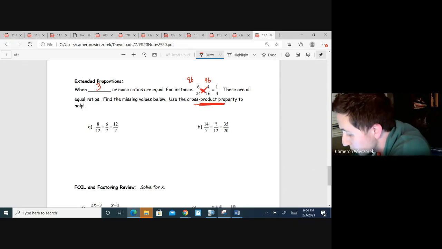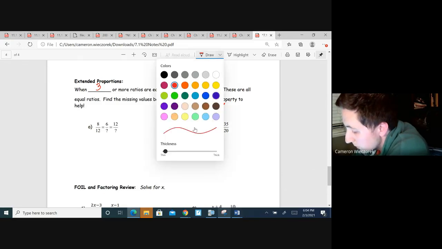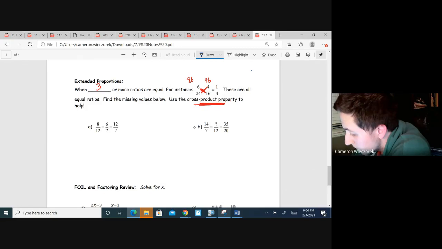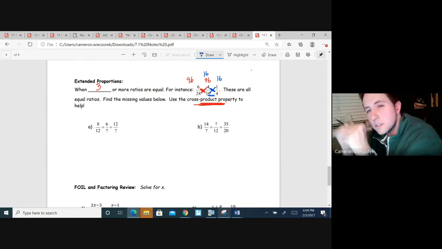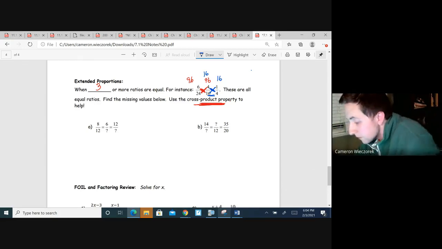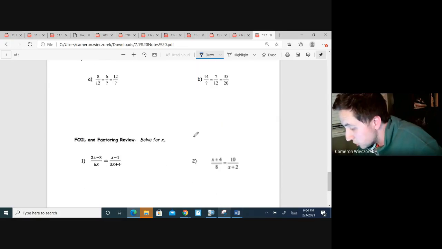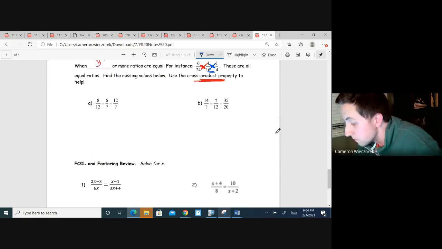And then if I look at 4/16 and a fourth, I'll do this in blue. Let's look at these two. 4 times 4 would be 16, and 16 times 1 would be 16. So you should be getting the same result when you cross multiply them. And that's a good strategy to fill in the blanks if you're missing some.